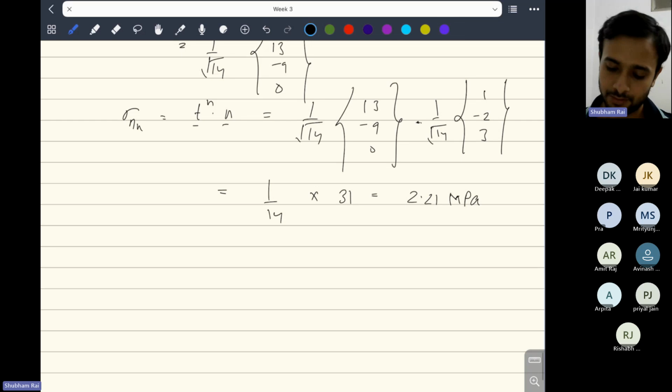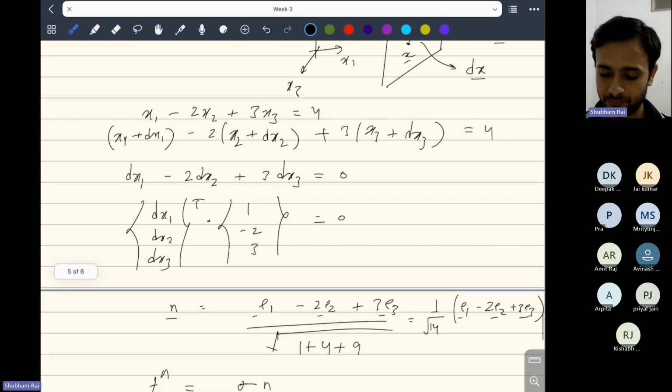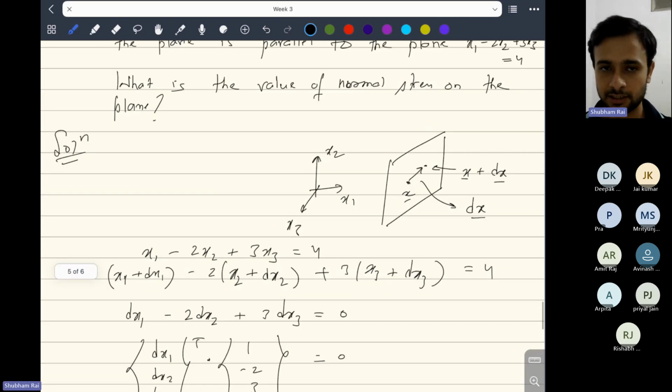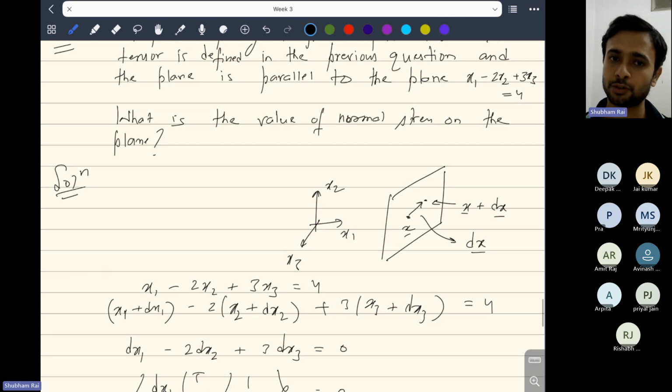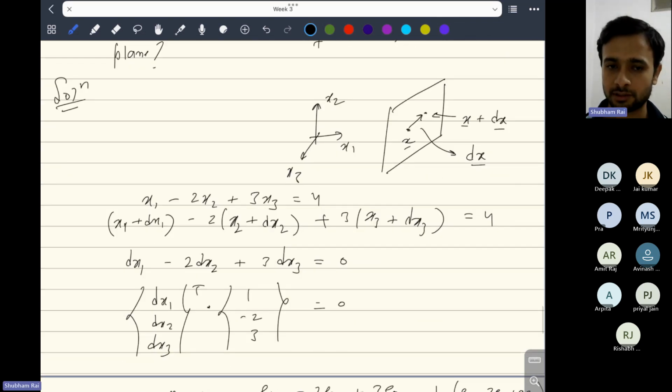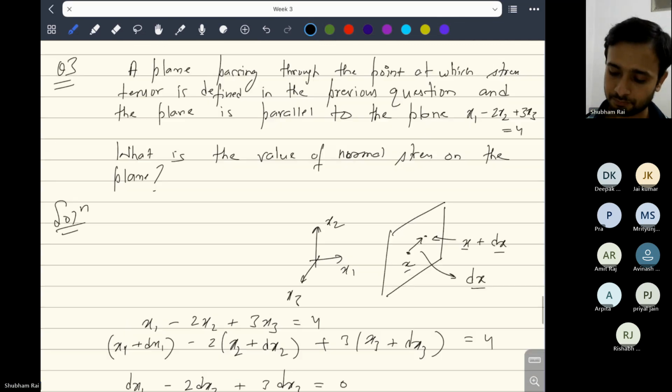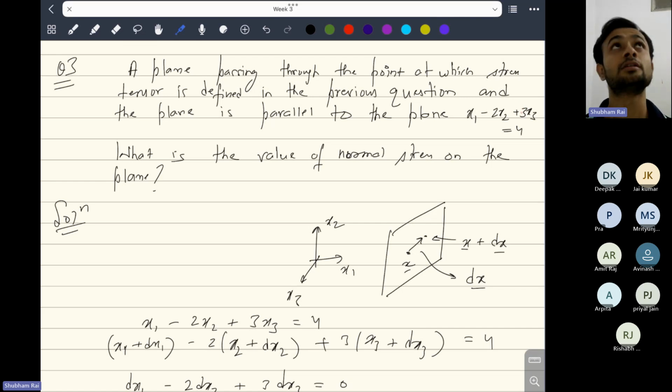So this is the answer. So the only challenge in this question was to find this plane normal. You can either derive it using this method, or, if you know that the coefficients of the equation of the plane give the plane normal vector, you can use that also.